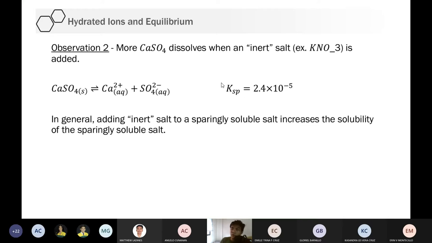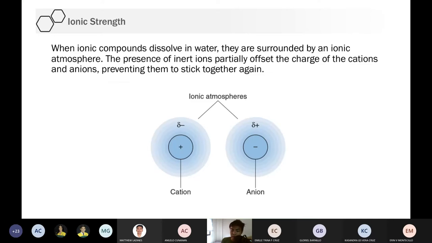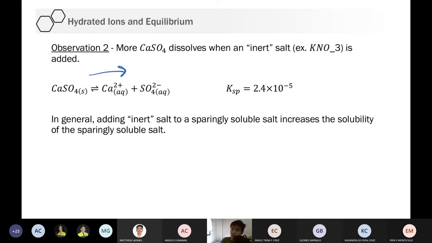Ibig sabihin, the equilibrium will be shifted to the right, no? Okay? So, it will dissolve more. More ions will be produced. So, ibig sabihin, onti yung precipitate. Okay? So, this can be done in the laboratory. Makikita mo talaga, yung calcium sulfate kasi color white yan. So, pag nilagyan mo ng potassium nitrate, unti-unting mababawasan yung kulay white doon. So, ibig sabihin, the equilibrium system is shifted.